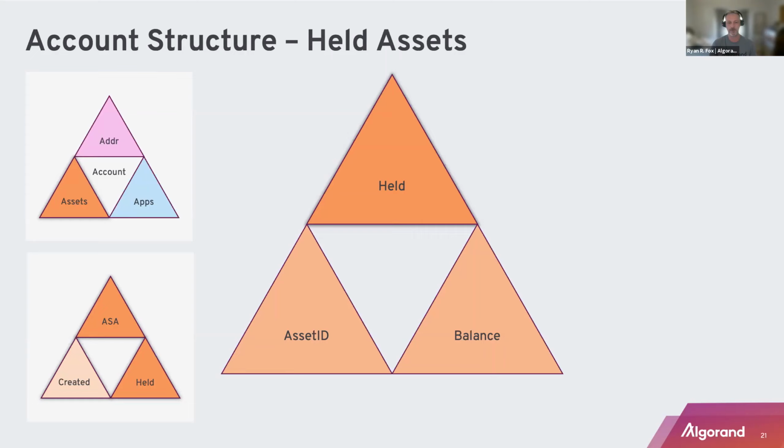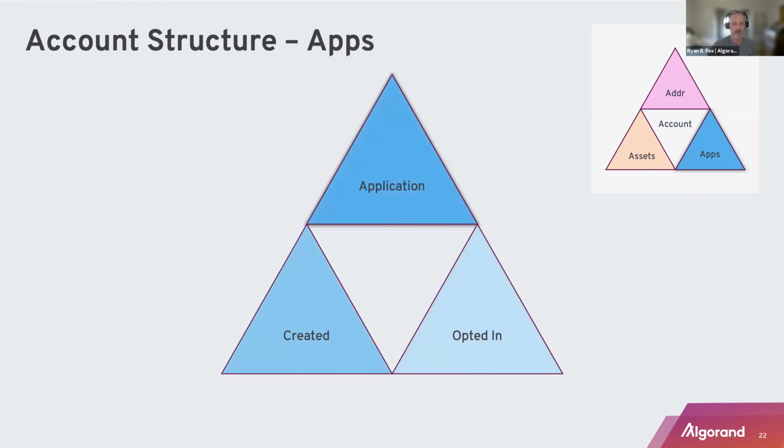So then for each other asset that I hold, you would see the asset ID and then the balance for that particular asset. All right, let's take a look at applications and how they are organized within the account structure as well. Very similar at the highest level, right? So we have both created applications and opted-in applications, similar to held for assets. So we'll look at created.